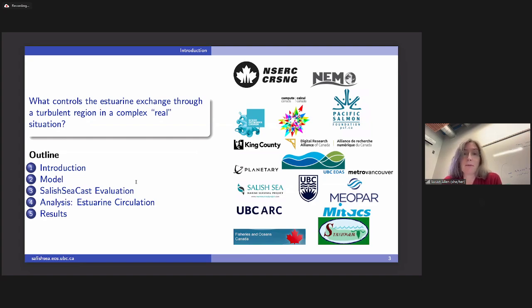So I'm going to tell you a little bit about the model I'm going to use so we can see this complicated real system and show that it actually reflects reality. And then I'm going to go into some analysis, and our analysis of estuarine circulation here is a little different than what's standardly done. I'll talk a little bit about how it's different and complementary to what's usually done. And I'll finish with some results.